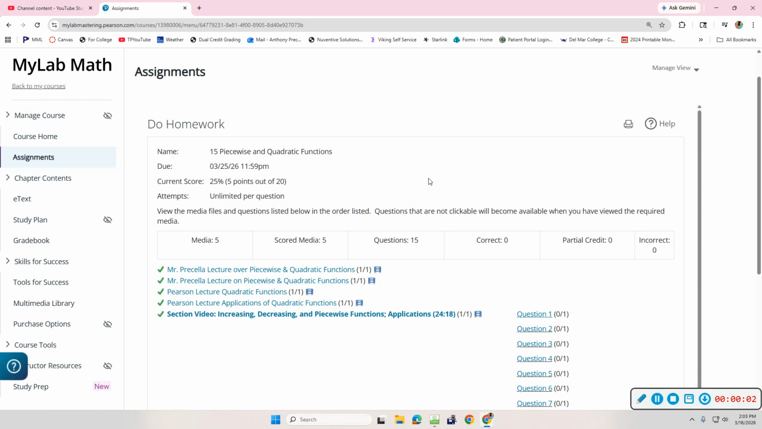Good afternoon, class. Today we're looking at piecewise and quadratic functions. I think we're going to take the quadratic functions portion of this assignment and discuss that first, okay?